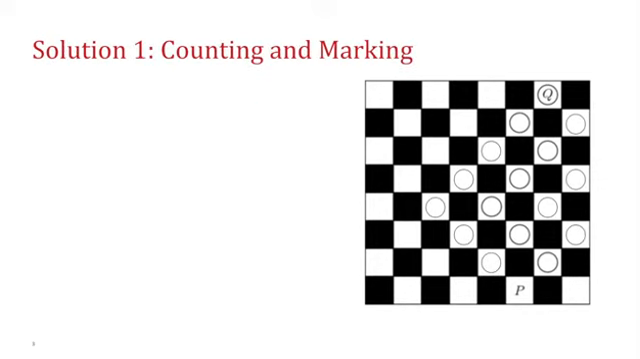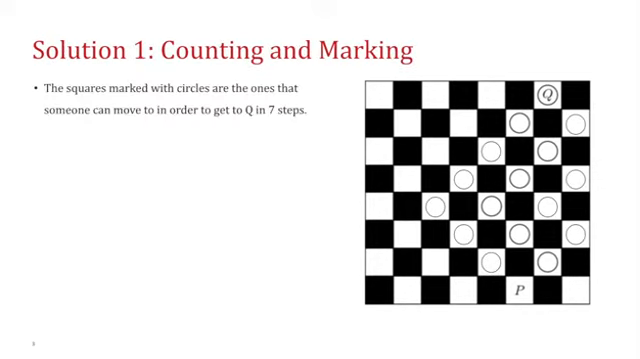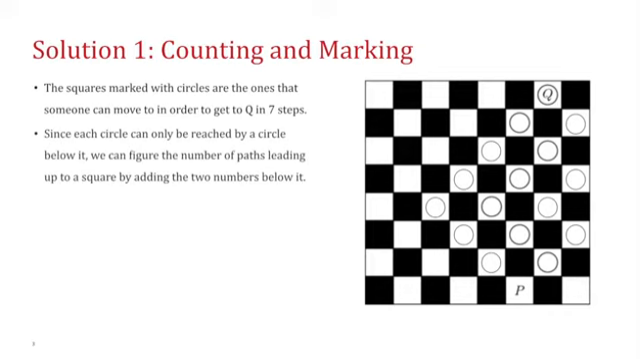The first solution is the counting and marking solution. The squares marked with circles are the ones that someone can move to in order to get to Q in 7 steps. Since each circle can only be reached by a circle below it, we can figure out the number of paths leading up to a square by adding the 2 numbers below it.